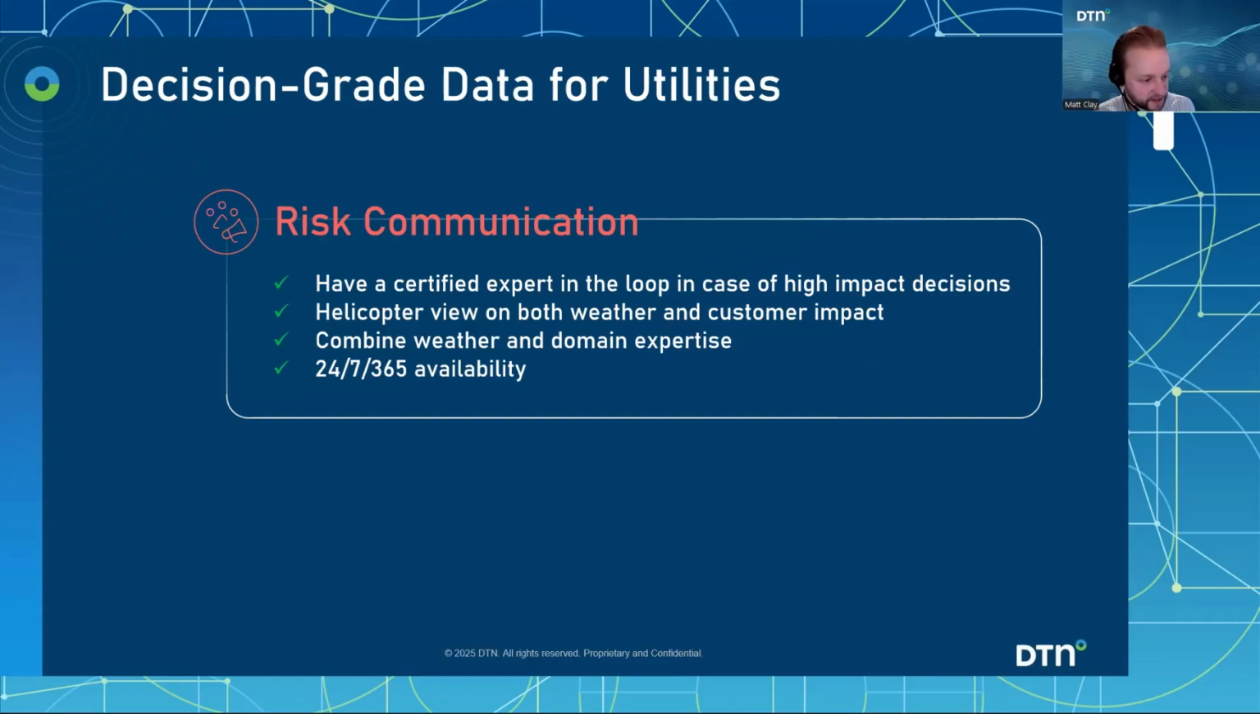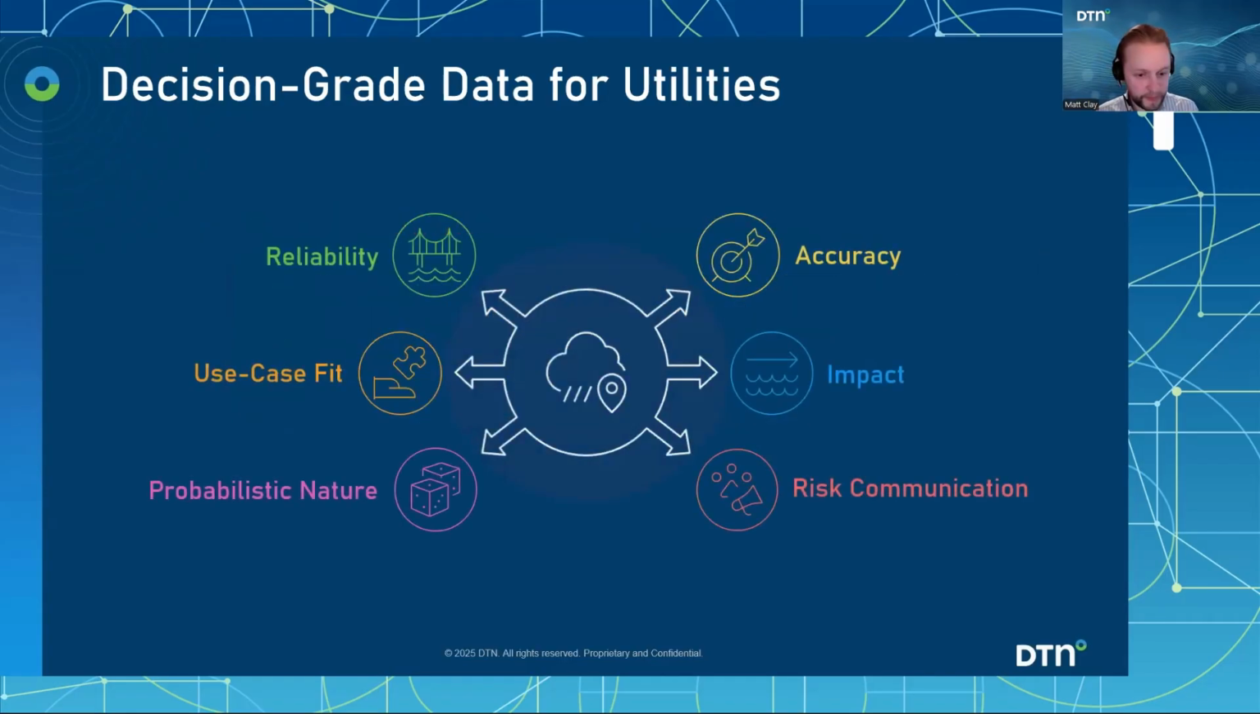And if we just skip to the next slide. So yeah, they're the key components for decision grade data, specifically for utilities. As you can see, it's way more than just accuracy. We have to ensure that we have the right use case fit. So we talked about 10-meter wind being useless for a turbine. We need to ensure that we've got 150-meter hub height winds.